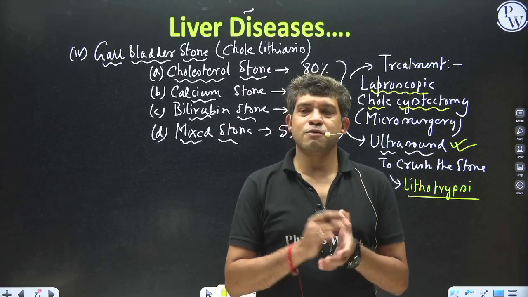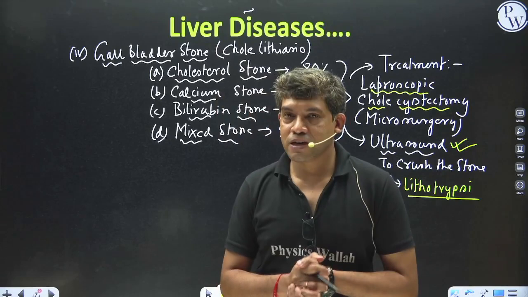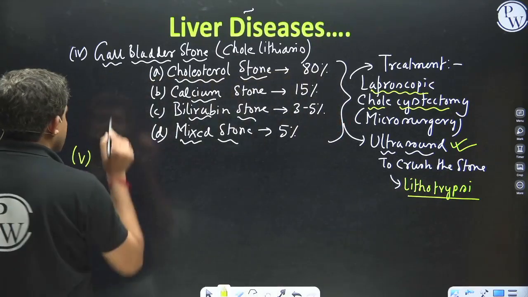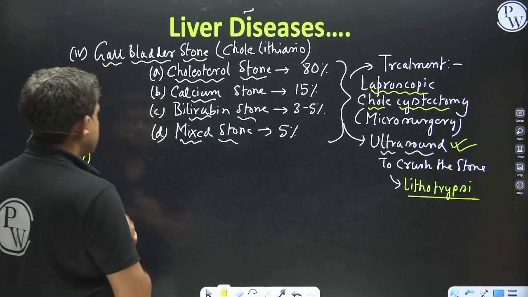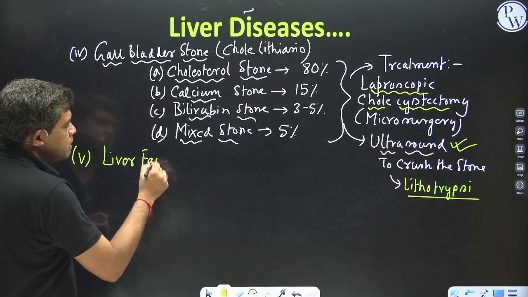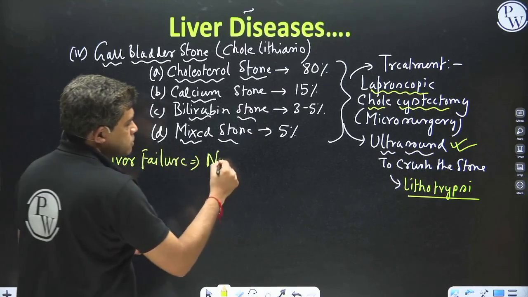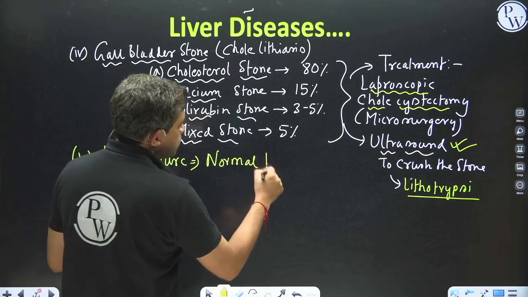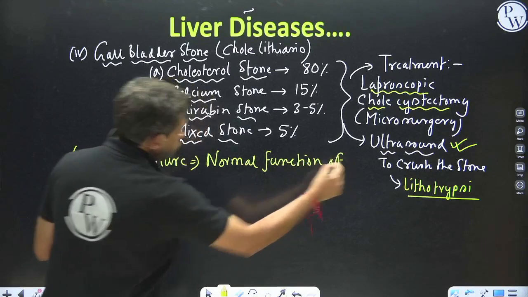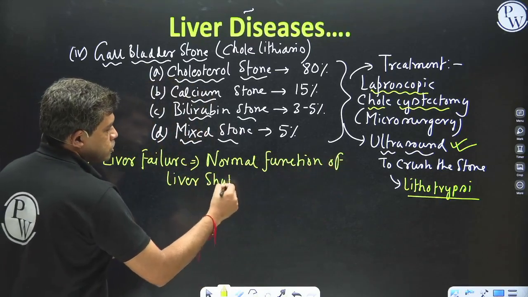So you have learned about hepatitis, you have learned about hepatomegaly, we have learned about gallbladder stones. Now we would like to learn the last but not the least, which is termed liver failure. What does it mean actually? That means when the normal function of the liver shuts down.